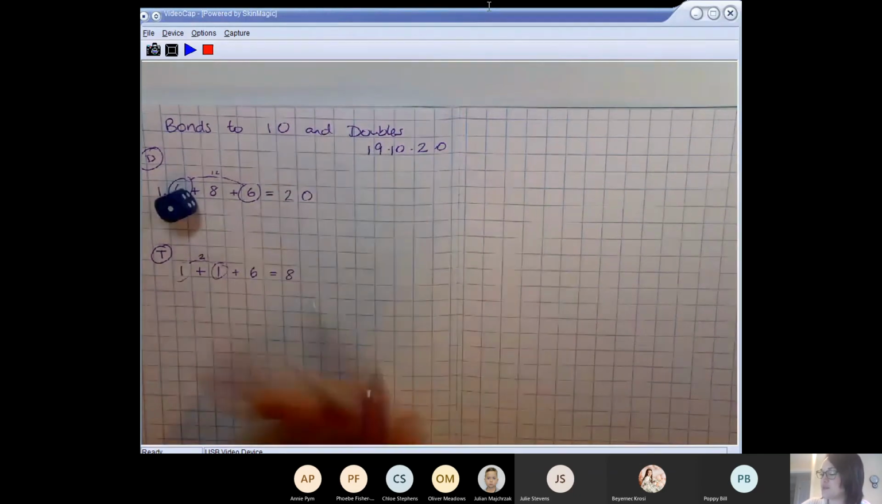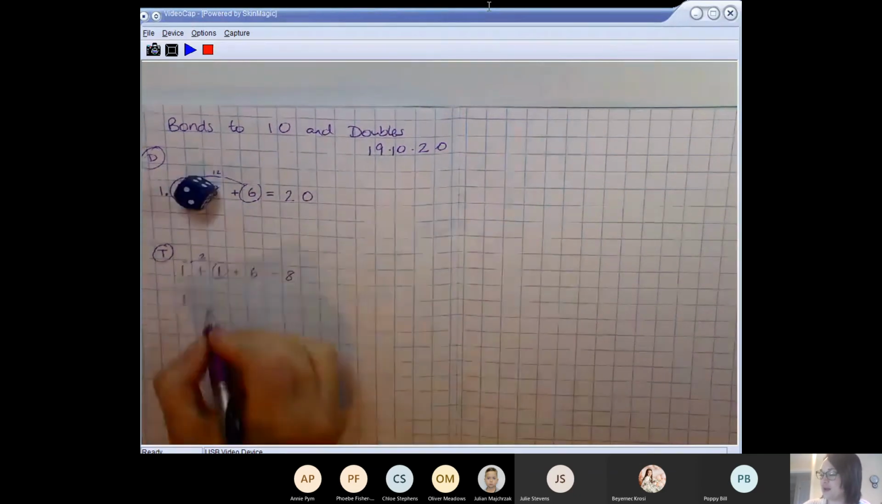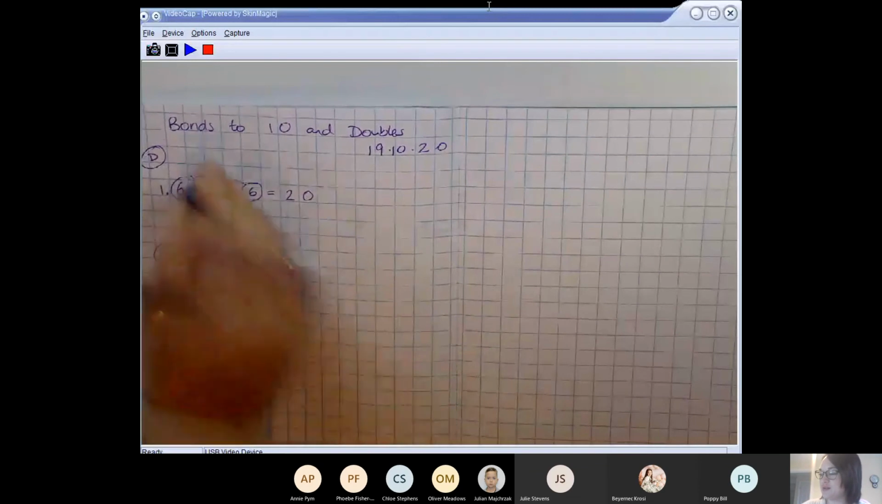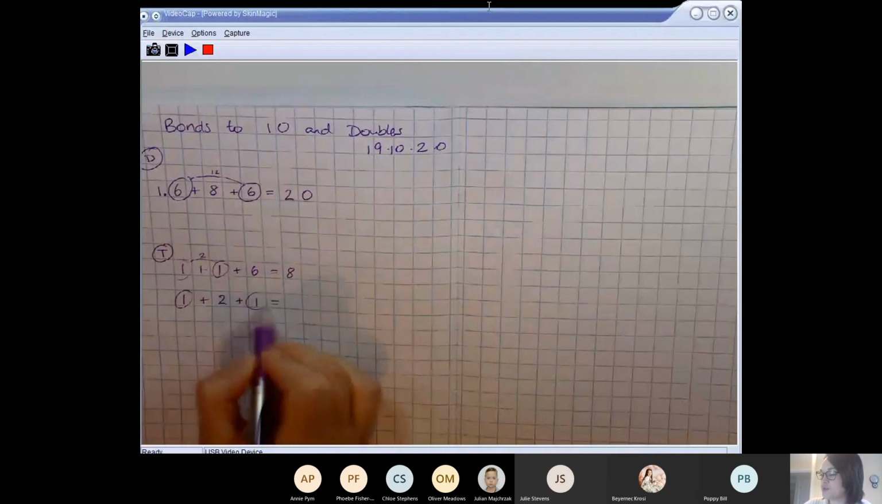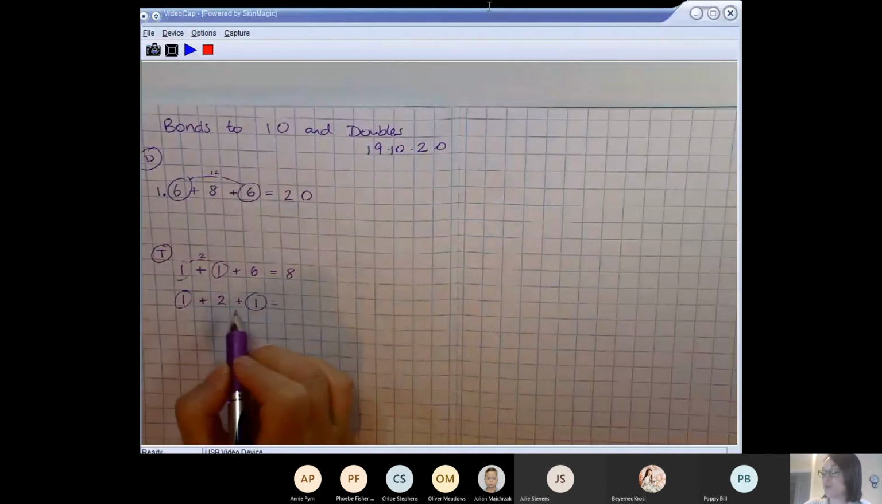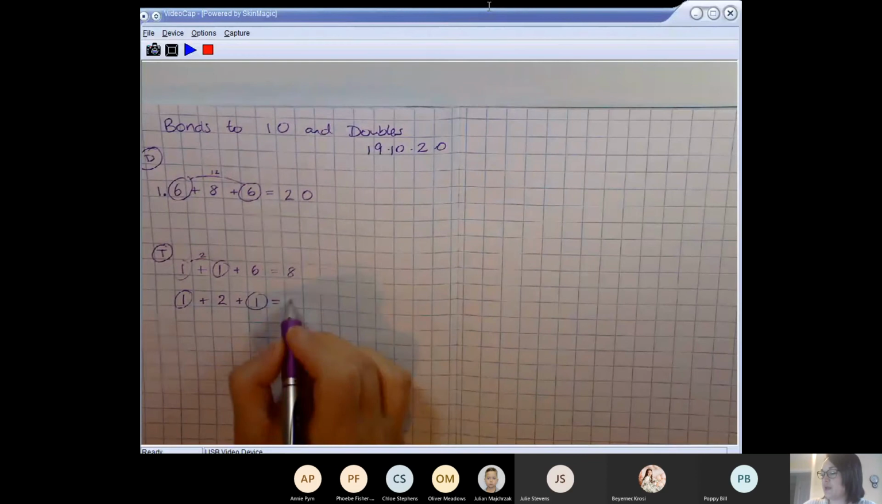Oh, I got another 1. So my next calculation, I've got 1, add 2, that's slightly more interesting, add 1. My dice seems to like the number 1. So 1 add 2 add 1, I'd add my 2 1s together first. That makes 2. Then I've got another double, 2 and 2 gives me 4.